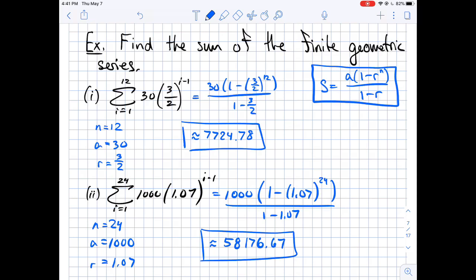Okay, so now in the next portion, what we're going to look at is the connection between a geometric series, which we're now comfortable working with, and an annuity. And we start off by defining what an annuity is.